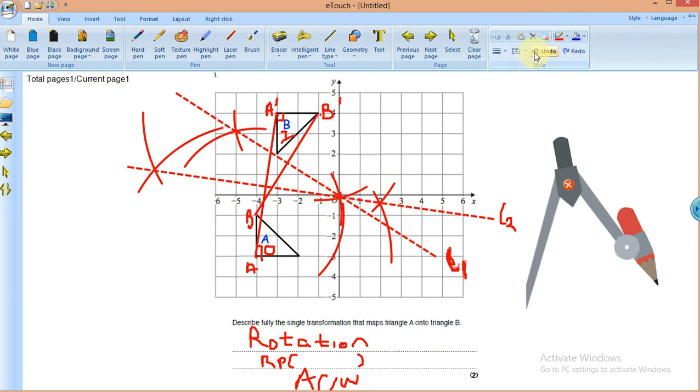Let me just use this. Both bisectors meet here at this point, center 0 0, meaning that is the rotation point. So the rotation point is 0 comma 0. Now that is the rotation point. So let me just use BB prime as reference point.